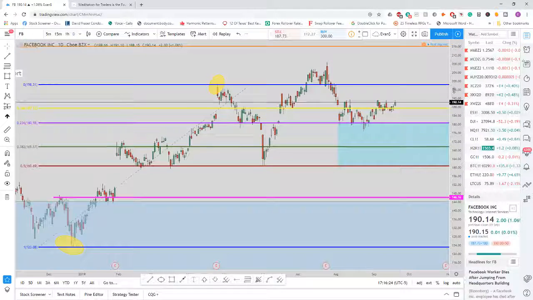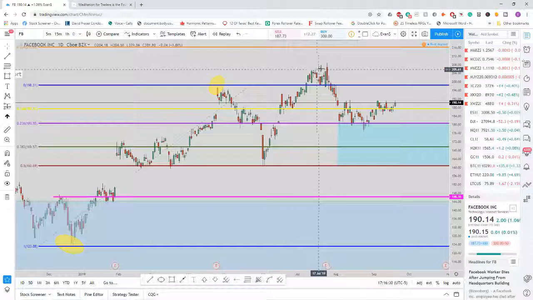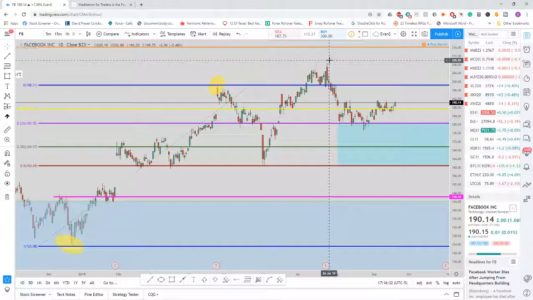Now, one of the keys, the first step for this is for it not to go up and hit the 1.236 extension level, which is this orange line right here. As you can see, it didn't do that. And then we look for it to get in this stock.